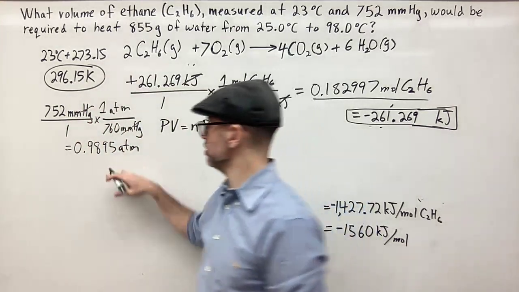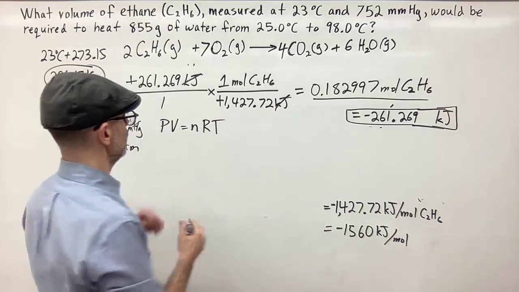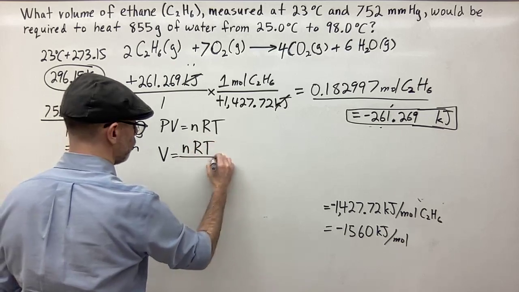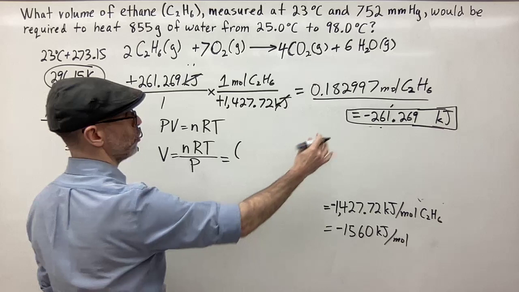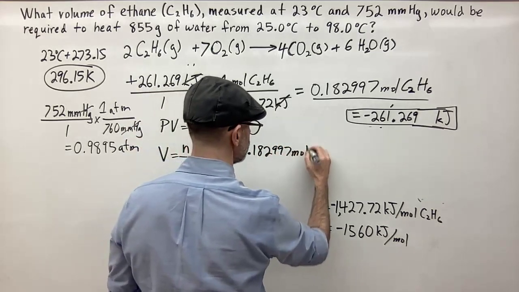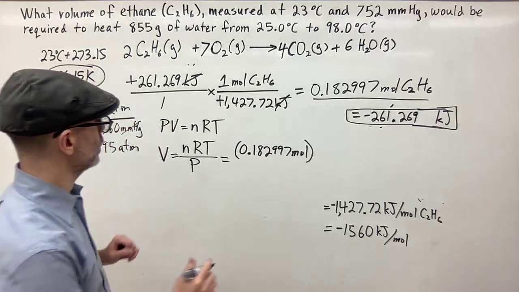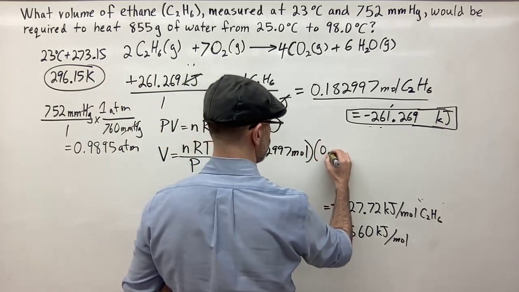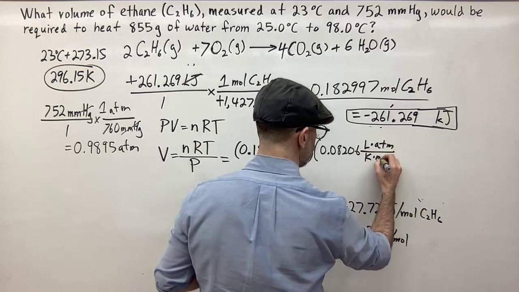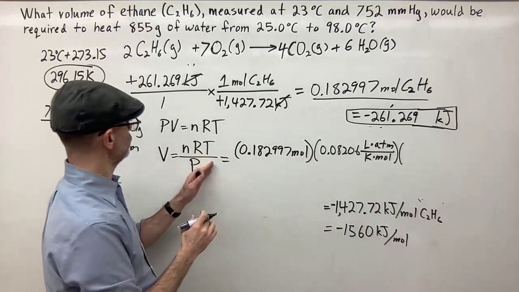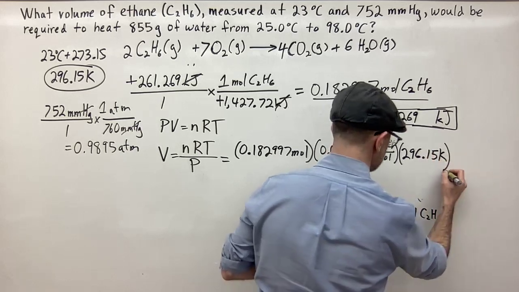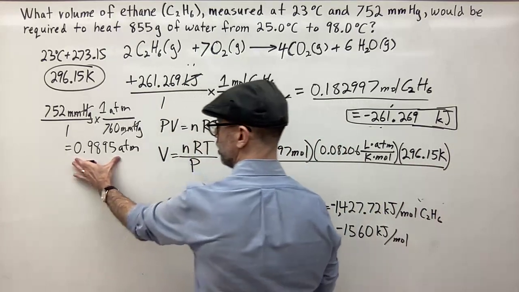So now that we have our pressure in atmospheres, we've got our temperature in Kelvin. Now we can plug in everything. So we're going to solve for volume. So volume is going to be equal to nRT over P. So now we put in the number of moles. There's our number of moles, 0.182997 moles of our ethane. And then that's going to be multiplied by R, which is 0.08206, and that's going to be liter atmospheres over Kelvin mole. And then multiplied by the temperature, which is 296.15 Kelvin, and then divided by the pressure, which we calculated here, 0.9895.